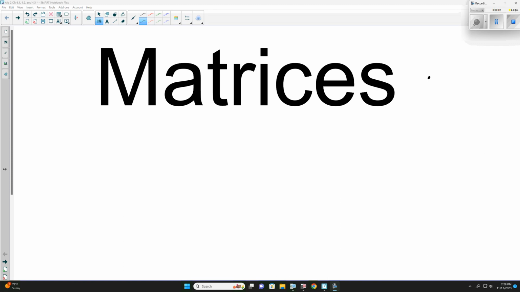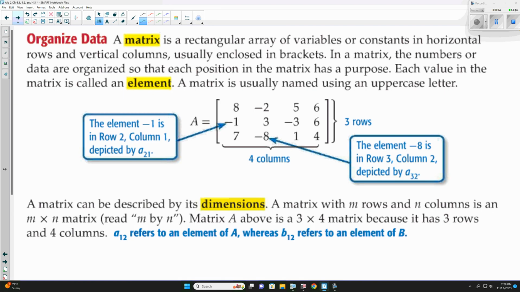We are going over matrices. We've done matrices before, it's just been a while. A matrix is an arrangement of numbers or elements in a rectangular grid with brackets on either side. When we talk about the dimensions, we talk about them as rows by columns. So this is a 3 by 4.